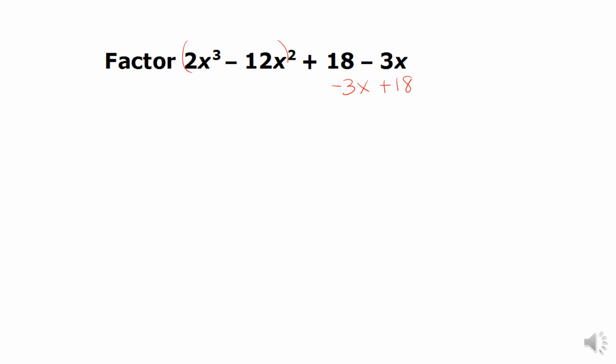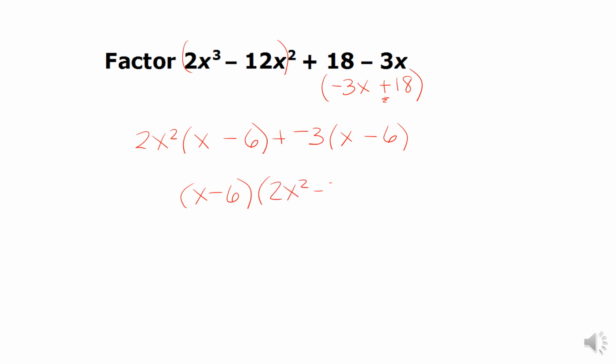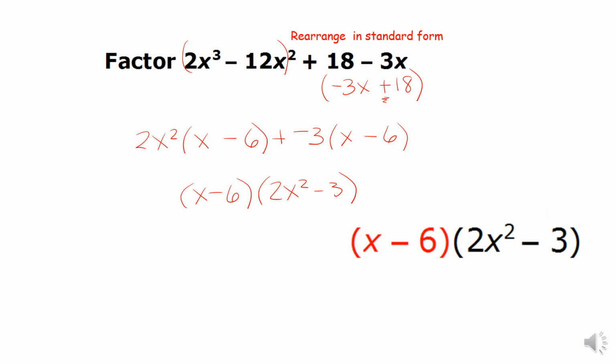So now I'm going to do my grouping. I'm going to factor out a 2x squared. I'm left with x minus 6. Over here, I'm going to factor out a -3, and I'm left with x minus 6. You always want to make sure that you factor out the negative of both terms. So my common binomial factor is x minus 6, and my other term is 2x squared minus 3. There we go. And I did that.